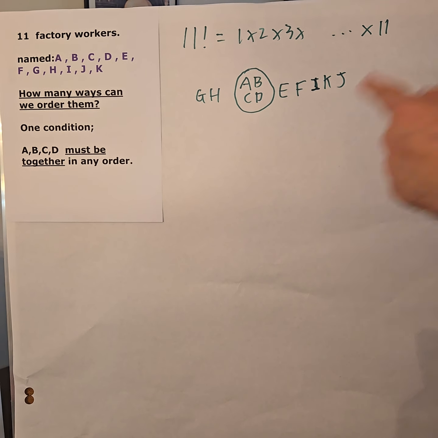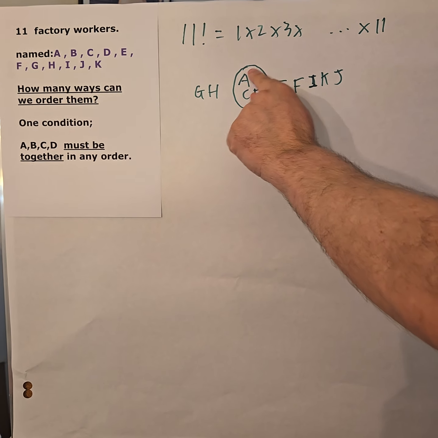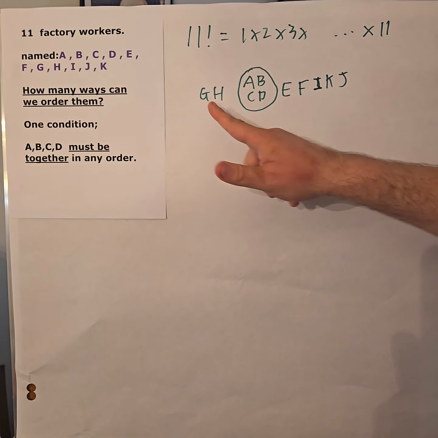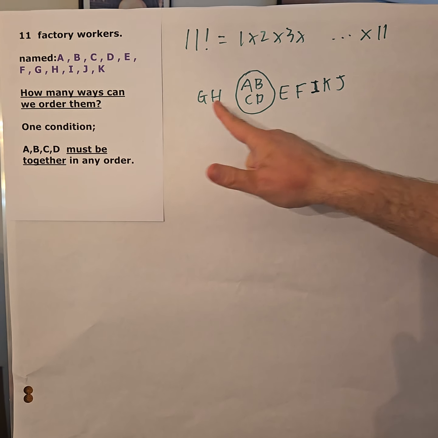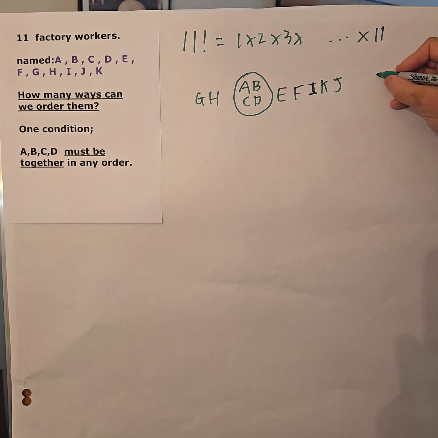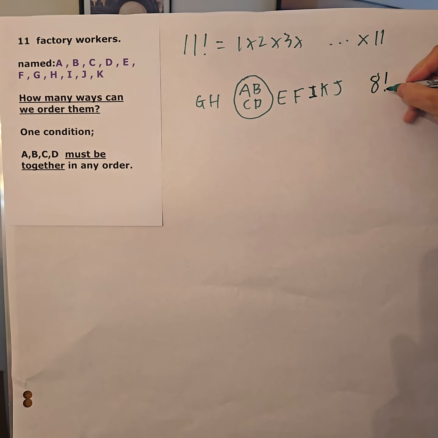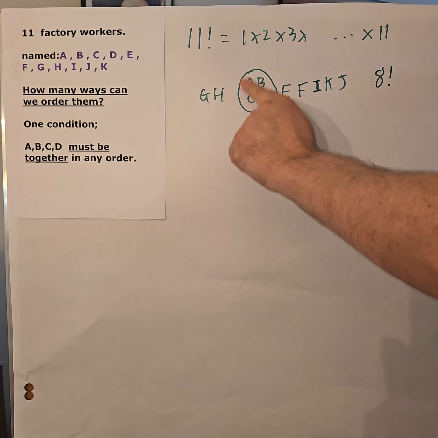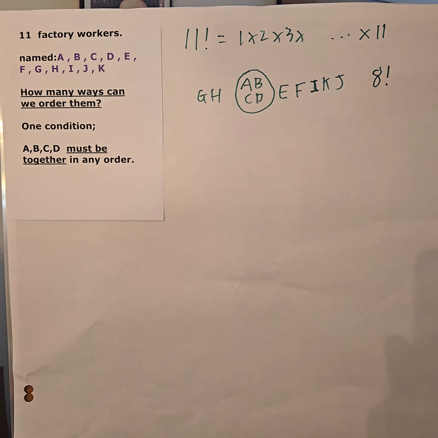That's just one example of ordering it with A, B, C, D together. Now, for every order, there's many ways of doing A, B, C, D. Now, the way it is here, if I treat this as one concept, is 1, 2, 3, 4, 5, 6, 7, 8. That's 8 factorial. That's not the answer to the question. That's to begin with, treating A, B, C, D as one concept.